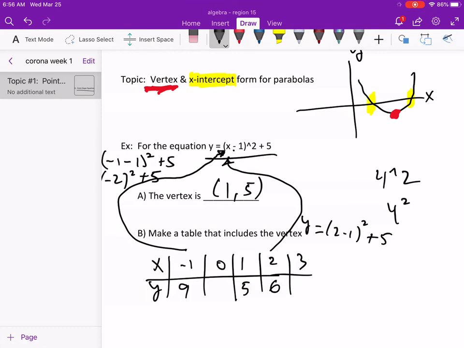If I plugged a 0 in, 0 minus 1 is negative 1 squared, it's positive 1, add 5 and it's 6. Ooh, nice. I'm getting those matches on either side of the vertex, so I think I'm doing this right. And then if I plugged a 3 in for x, 3 minus 1 is 2, square that and you get 4, add 5, you get 9, and again, I'm getting those matches on either side of the vertex.